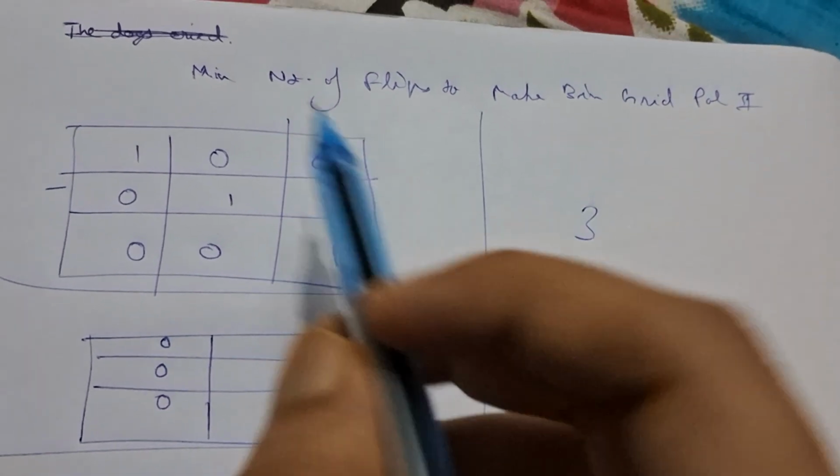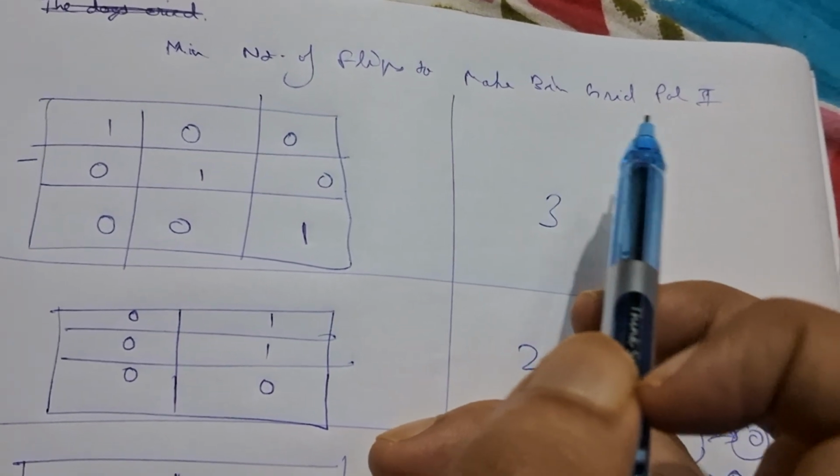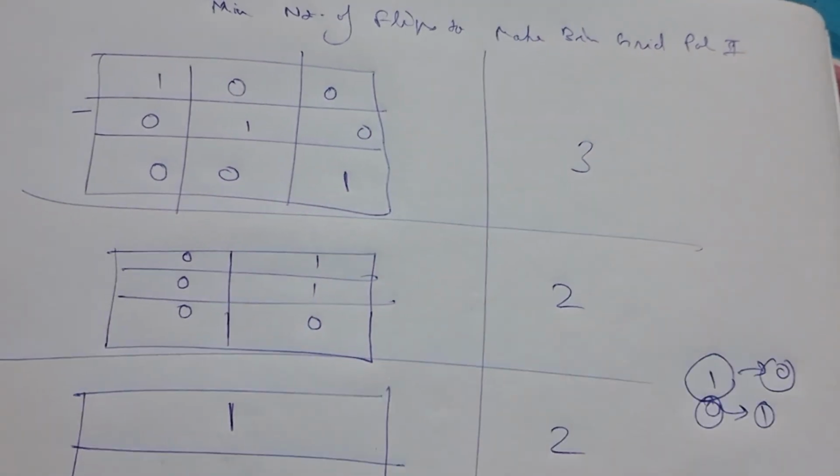Radhe Radhe. So in this video I'm going to discuss the minimum number of flips to make the binary grid palindromic part 2 problem, which is often today's LeetCode challenge.